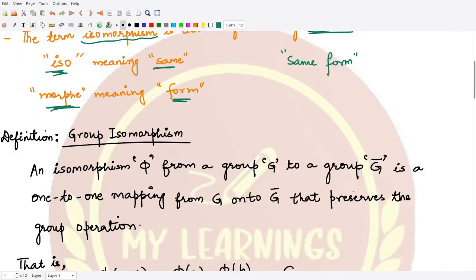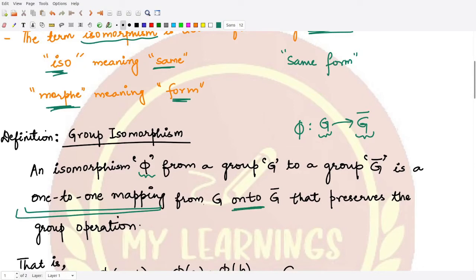So for the formal definition, we say a group isomorphism is basically a mapping, a function phi which starts from the first group G and ends in the second group G bar, the two groups which we want to compare, which are similar to each other, which have the same meaning, however use different notations or terminology. So phi represents a mapping from group G to group G bar such that it is a one-to-one mapping, so it should be 1-1, from G onto G bar. So that means we have the 1-1 property for this map, we have the onto property for this map, and moreover it should preserve the group operation.